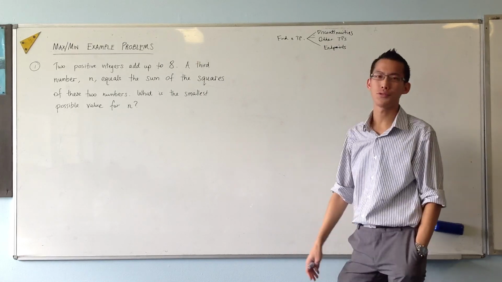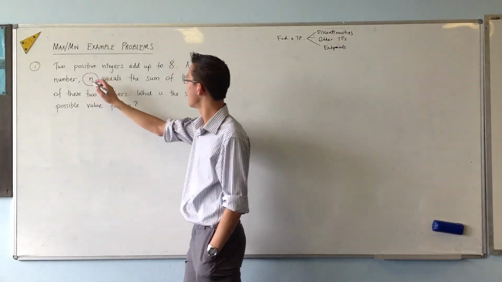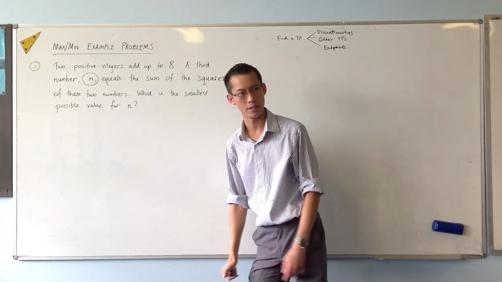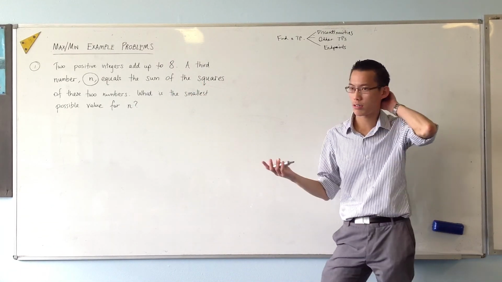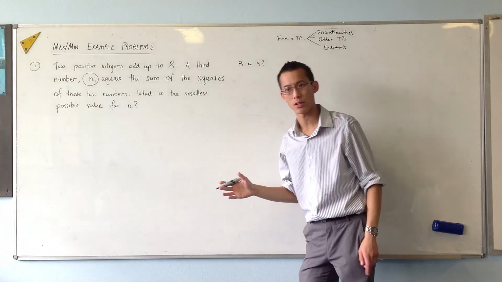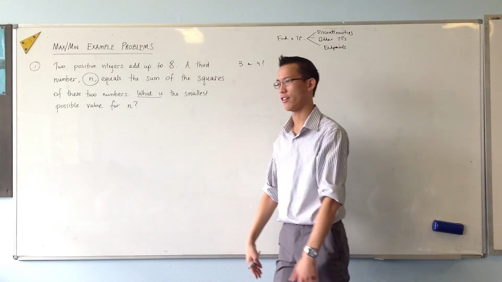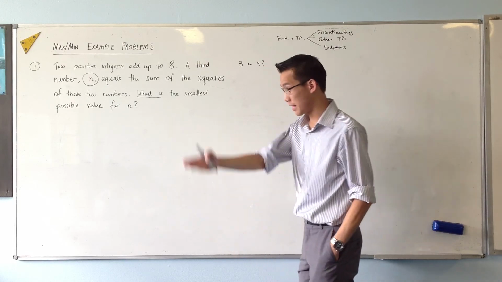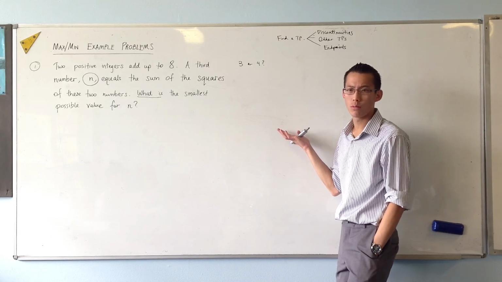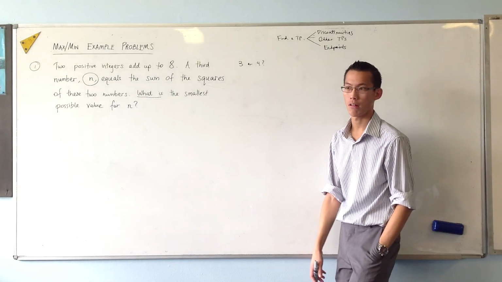2 positive integers add up to 8. We're going to get this third number n by squaring those 2 numbers and then adding up the squares. What's the smallest possible value for n? By the way, I would assume this question might be worth 3 or maybe 4 marks, as a max-min question. They don't just want you to say, there's the number, that's it. We're looking for you to actually show how you got that, and how you can justify that that must be the smallest possible value.